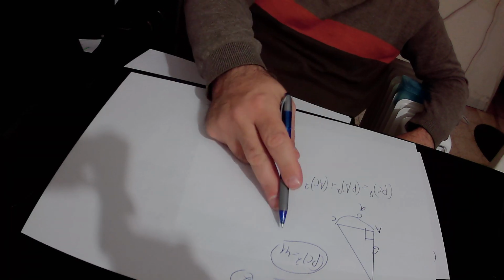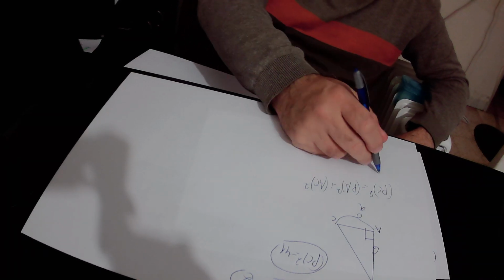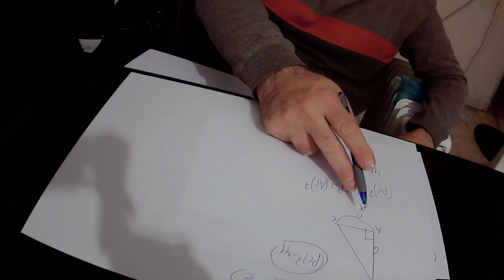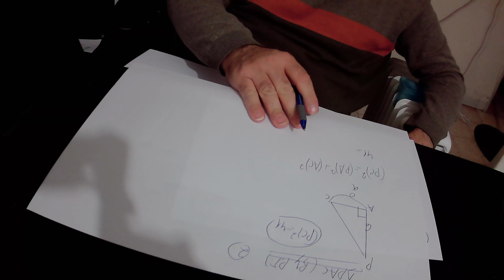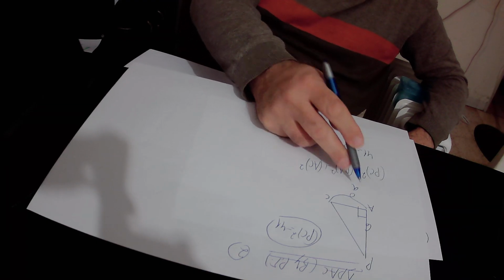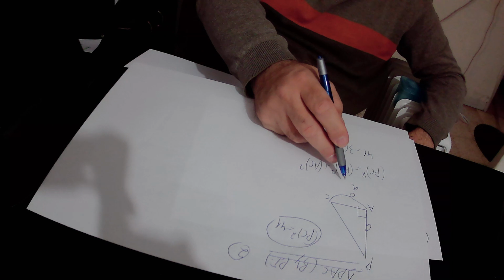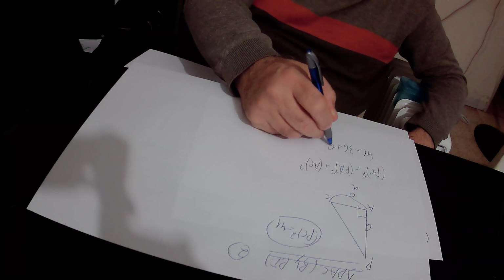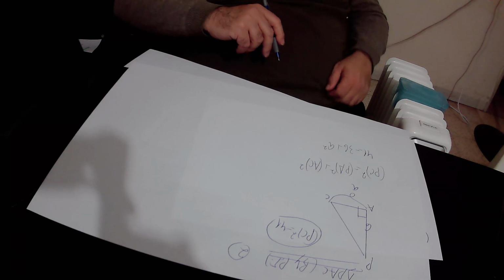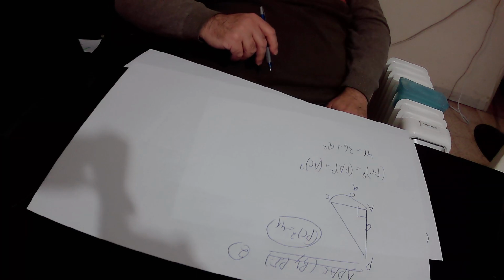PC square is 41, and it equals PA square. PA is 6, therefore PA square is 6 squared, that is 36, plus AC square. AC is A according to our definition, therefore AC square is A square. In conclusion, 41 equals 36 plus A square.